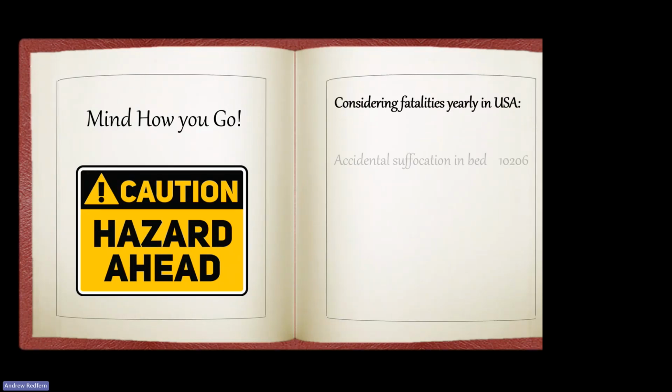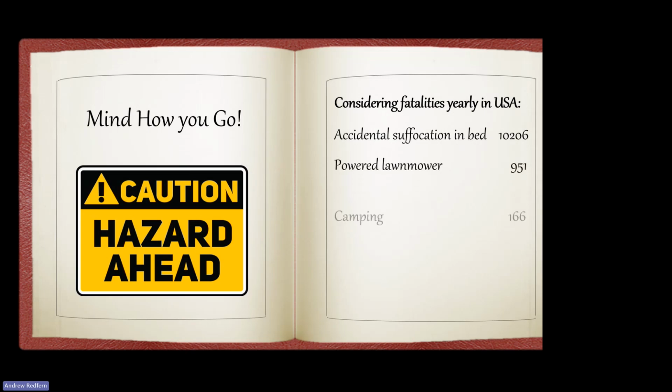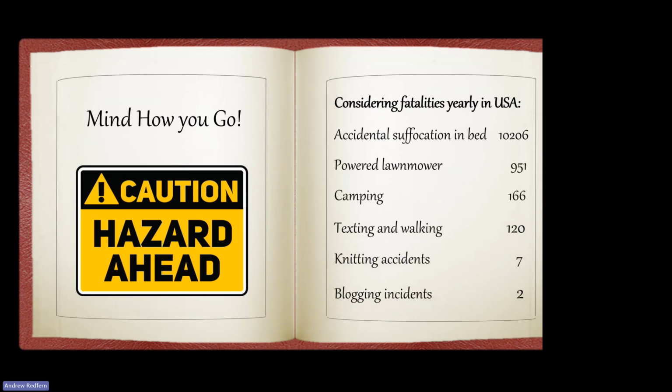And in the US, this is a slightly bizarre look at those kinds of things that can happen and being careful. Apparently 10,000 people a year suffocate in bed through bedclothes. Powered lawnmower accidents, 1,000. Camping accidents, I don't know, 166, and it gets strange. But texting and walking, we do have to be mindful of texting, and we can no longer drive and text. 120 people die due to texting and walking.